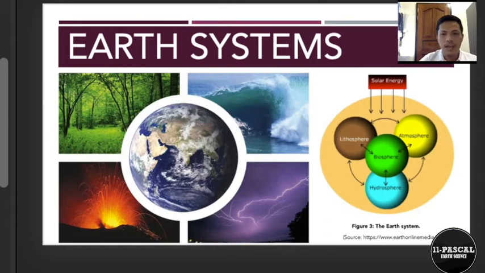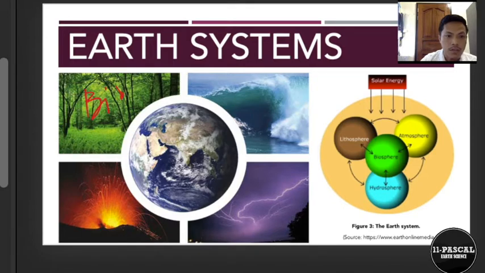Subsystems and how they interplay or are interconnected with each other. So we have here the different Earth systems or subsystems. I know you can identify some of them here. So here we have all life forms, so we have the biosphere.